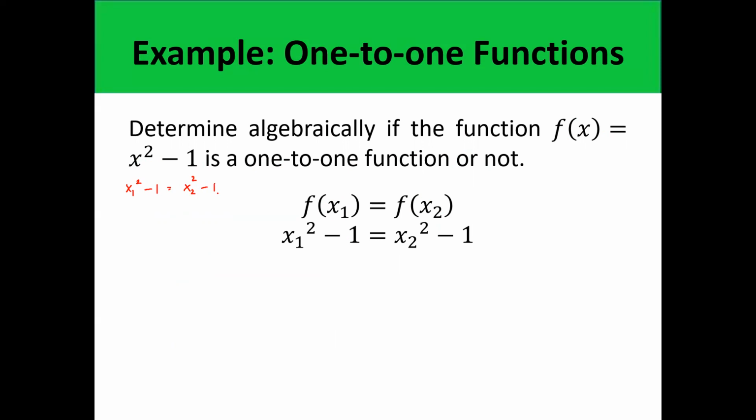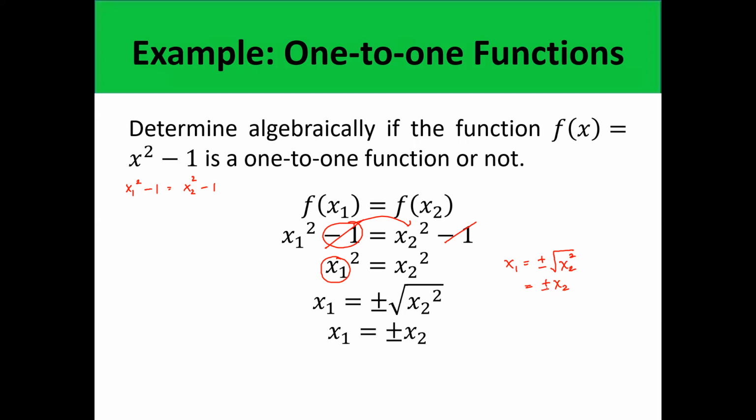So we get the following equation. If we transpose the negative 1 to the other side, then that negative 1 will just cancel out. So we get x sub 1 squared equals x sub 2 squared. Now, if we solve for x sub 1, we will be applying the square root property. So this would imply that x sub 1 is equal to the positive negative square root of x sub 2 squared, which is equal to positive negative x sub 2.